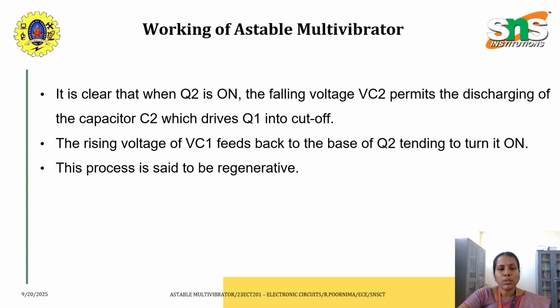When the Q2 transistor, the second stage, is on, VC2, the output of the second transistor, permits the discharging of capacitor C2, so that Q1 is off now. The rising voltage feeds back to the base of Q2, turning it on. This process is said to be regenerative.